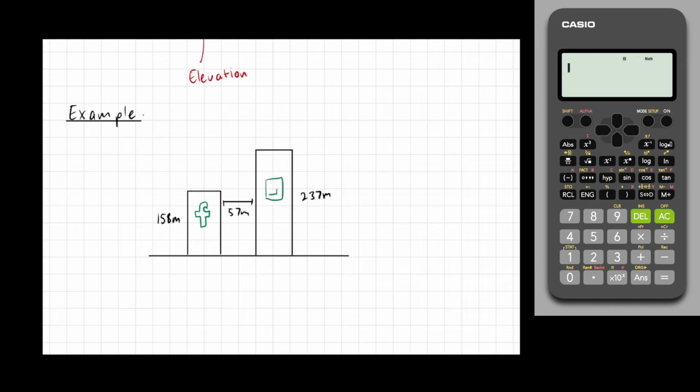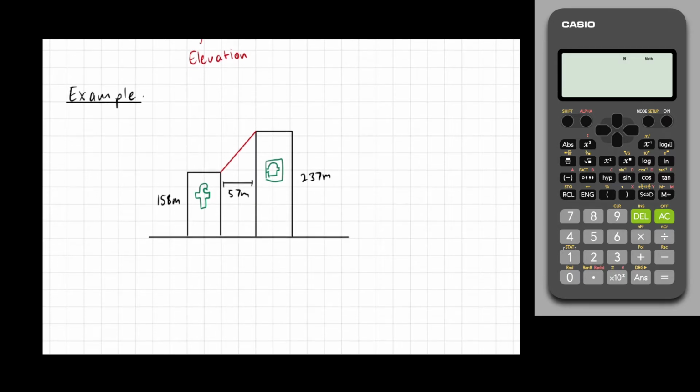they want some backup, and the way they're going to do this backup is they're going to connect a wire between the buildings like this. Now the question is, at what angle does the wire need to hang? What angle does this wire need to hang at? So Snapchat and Facebook want to share a cable between the roofs of the two buildings, mind you, and they want to know what angle they need to fire the wire from the Facebook building to the Snapchat building.